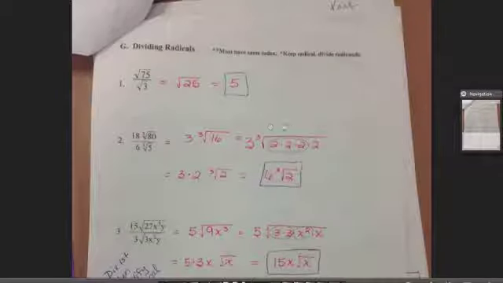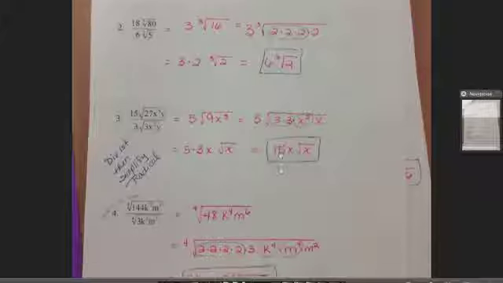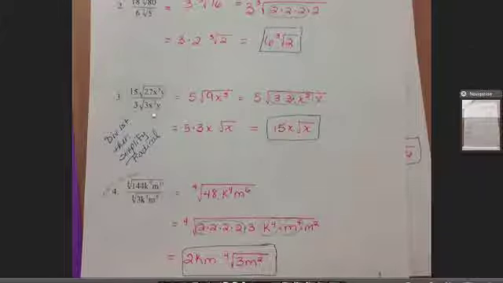Now I can take that 16 and break it into 2, 2, 2, 2. Circle that grouping of 4. That comes out as a 2, times 3, that 2 stays inside, so we've got 6 radical 2. Okay, again, the coefficients, we can just go ahead and simplify that to a 5. 27 over 3 is a 9.